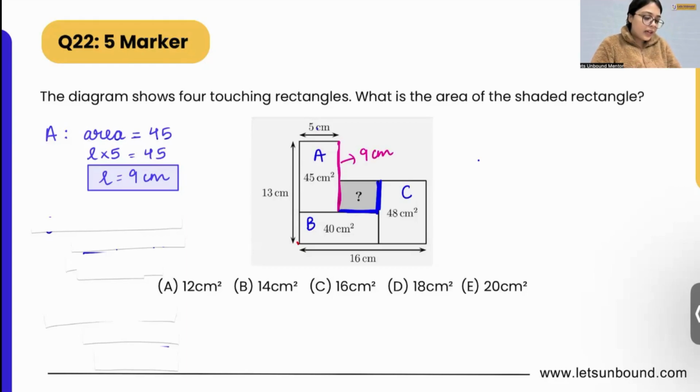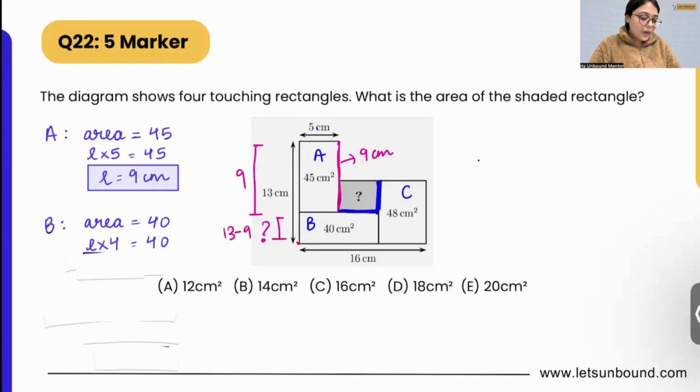Let's have a look now at rectangle B. Again, area is 40 centimeters squared. And what is given to us this time? Can you have a look? We don't have width and we don't have length, but definitely we can find it because just now we calculated this is 9, right? Because the total is 13 and this is 9. So what will be your width? Can anybody tell me? Yes, of course, it will be 4 because all we have to do is 13 minus 9.